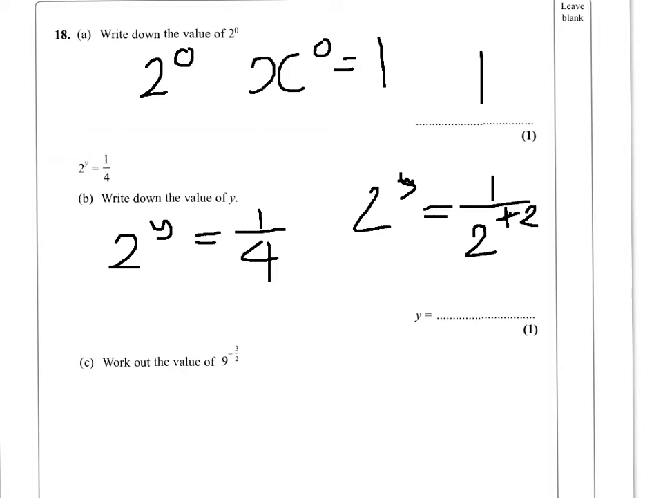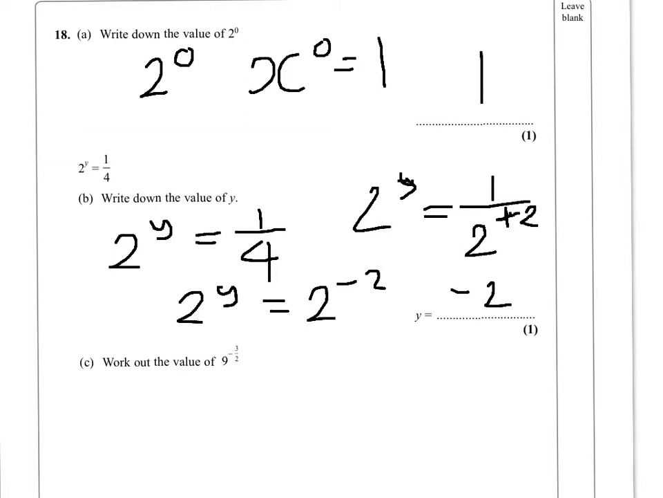So we'll move it up to the top, and the rules of algebra tell us that it can be raised to the top, providing we change the sign. So we have 2 to the y equals 2 to the minus 2, so therefore y must equal minus 2.